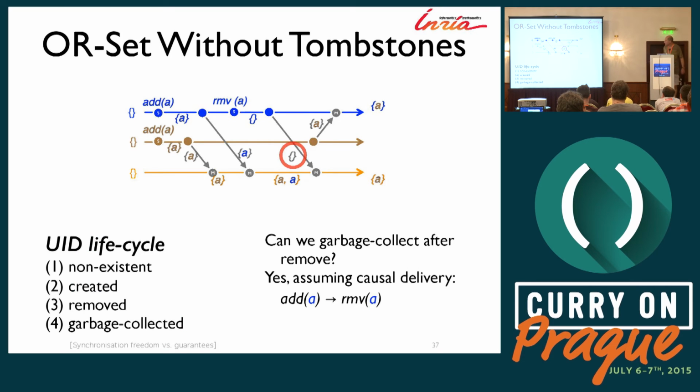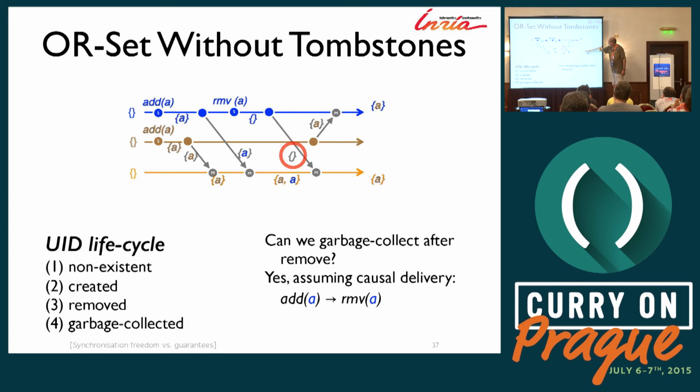If I have causal delivery, then I can take advantage of that. So here I'm not going to have tombstones at all. When I say remove A, at the top replica, you just take A out of your representation. And when you propagate, you're going to propagate this empty set.